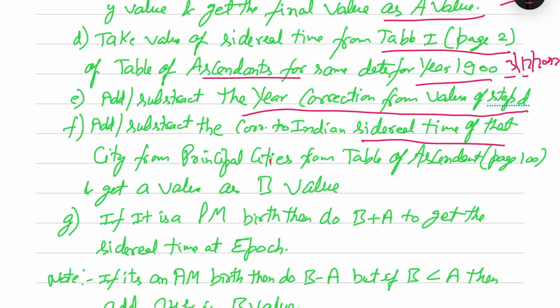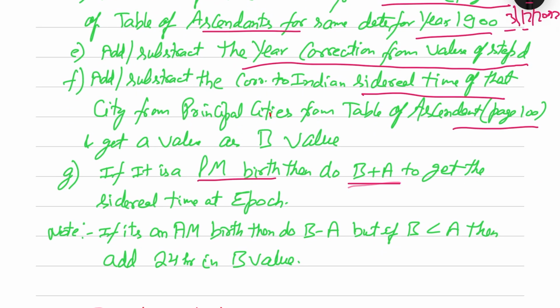This is given in the table of ascendant, page 100. If it is a PM birth, we'll do B plus A to get the sidereal time of epoch. If it is an AM birth, then we'll do B minus A. But if B is less than A, then we'll add 24 to the value of B. This is an exception which we need to keep in mind when solving.